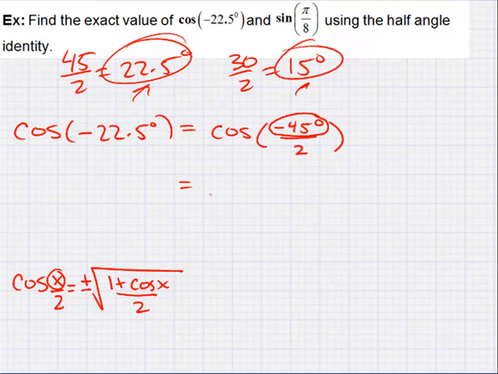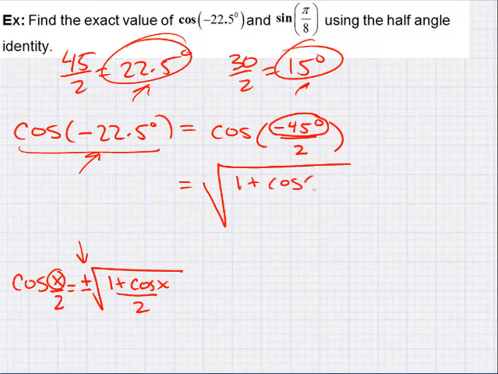Now I'm not going to use the plus and minus in this one because this is negative 22.5, which is ultimately what we're trying to find the cosine of. Negative 22.5 is in the fourth quadrant. The fourth quadrant cosines should be positive. So I'm just going to use the positive square root of 1 plus cosine of negative 45 degrees over 2. Because that's my x.